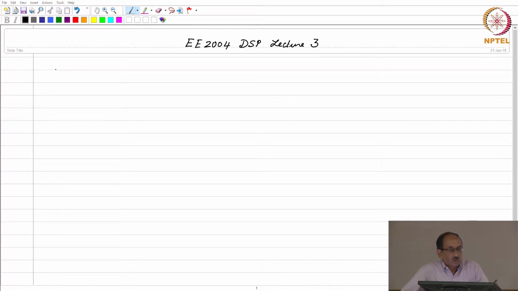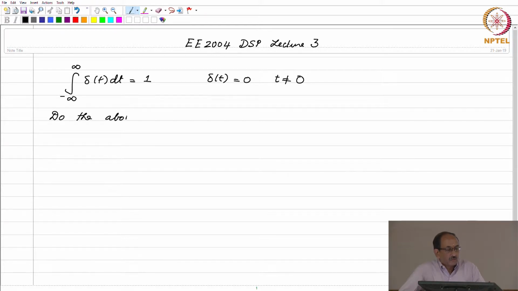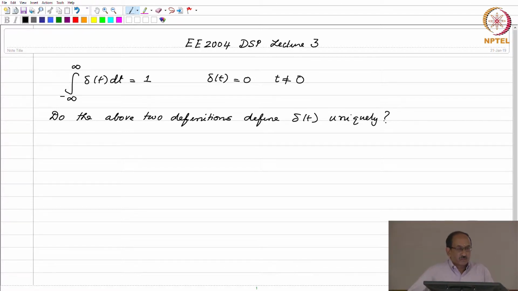So you are usually told that the delta function definition is this: the area under the function is 1, that's what we are used to, and then delta of t is 0 for t not equal to 0. So the question is, do the above two definitions define delta of t uniquely? This is something worth asking, and for this let us again go to the sequence of functions approach and see whether we can infer something more.